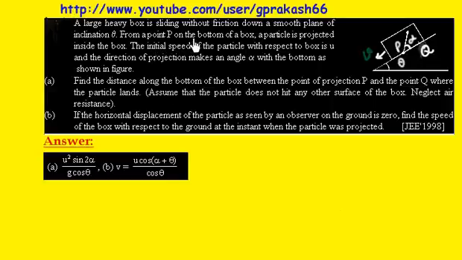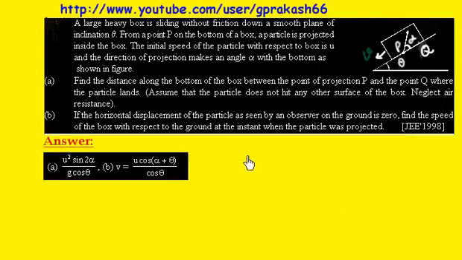Now from a point P on the bottom of the box, a particle is projected inside the box. So you have a point P on the bottom of the box, and there is a particle that is projected inside the bottom of the box. Now the question says the initial speed of the particle with respect to box is u, and the direction of projection makes an angle alpha with the bottom as shown in the figure. So this is projected with a speed u, and this projection makes an angle alpha with the inclined plane. Are you getting or not?